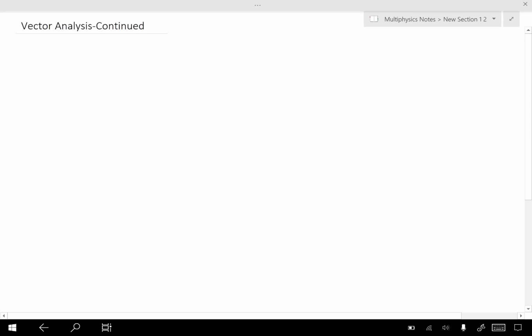There are two types of operations. One is basic operation. The second one is the operation to explain or to describe the change of vectors. So for the change, that is calculus. After we're talking about the basic operations of vectors, now we want to talk about the change of vectors.